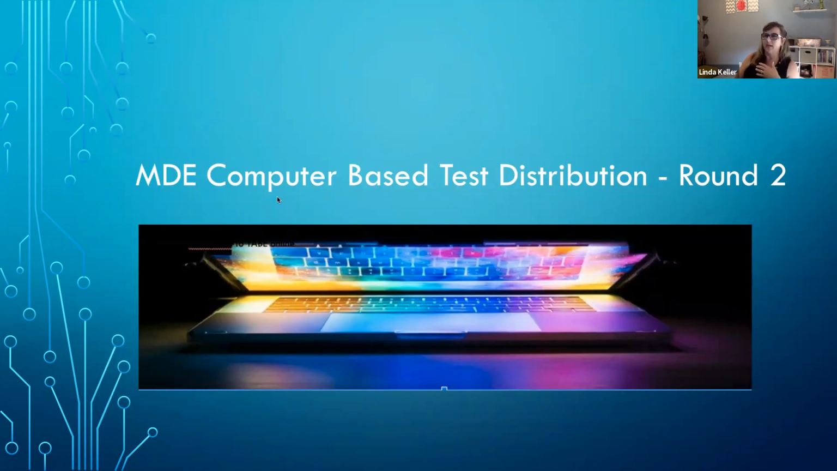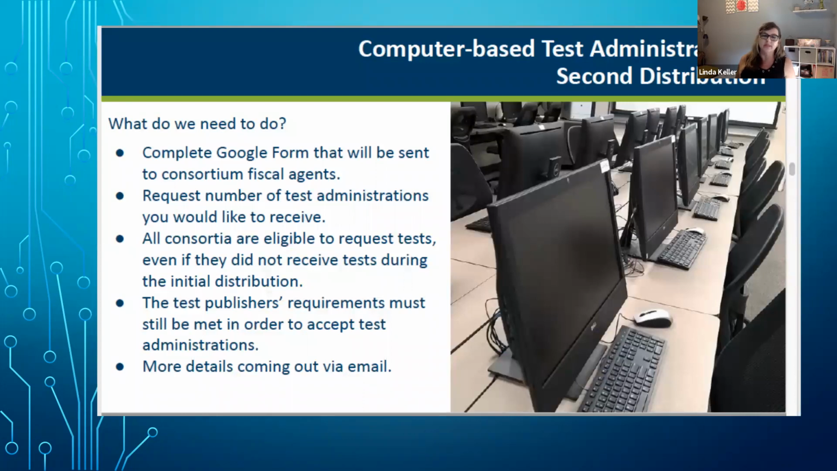I'm going to go back to this slide because I missed it. There is going to be a second round of computer-based testing distribution. Some programs participated in the first round, but there are still many tests remaining. There will be a survey in a Google form that's going to be sent to the consortia fiscal agents. If your program is interested in launching online testing and hasn't done that already, make sure that you ask for testing to get loaded into your account. Every consortia in Minnesota ABE is eligible to request the test, even if they didn't get them in the first round. So the publisher's requirements still need to be met in order to accept the test administration.